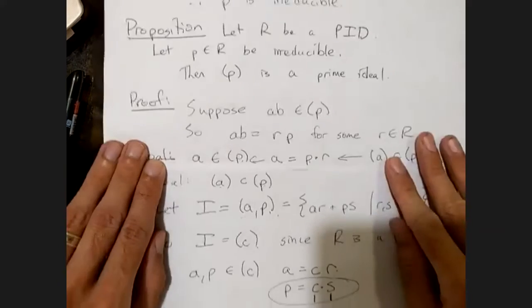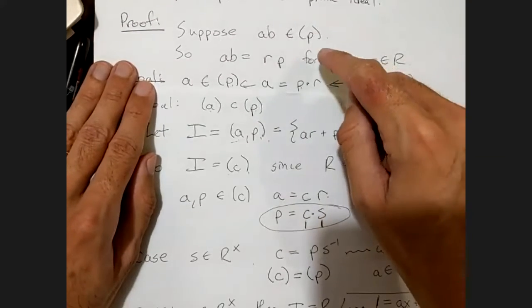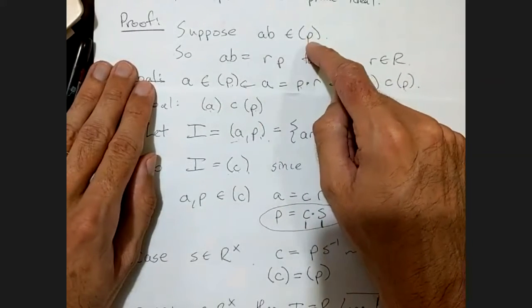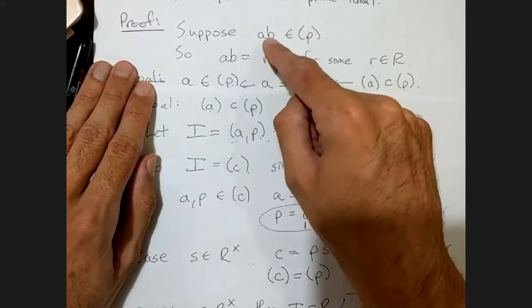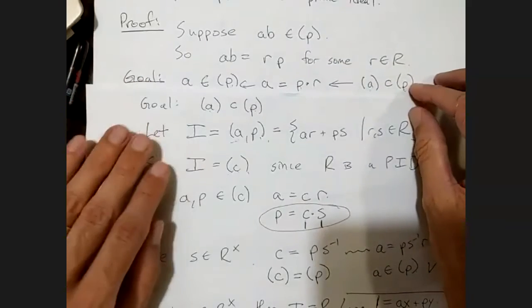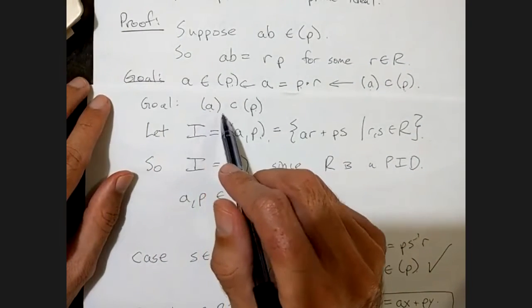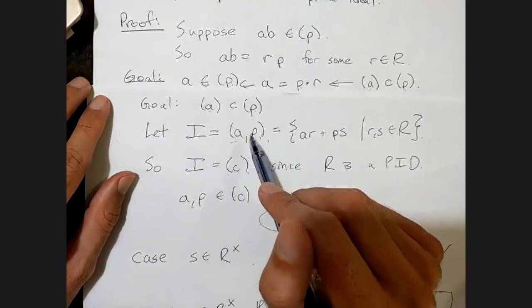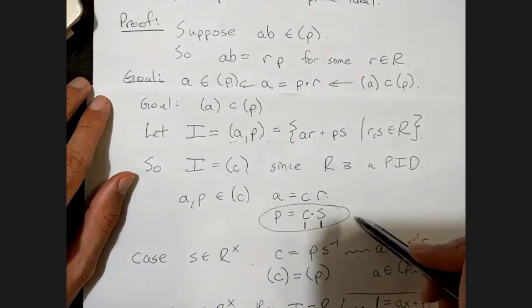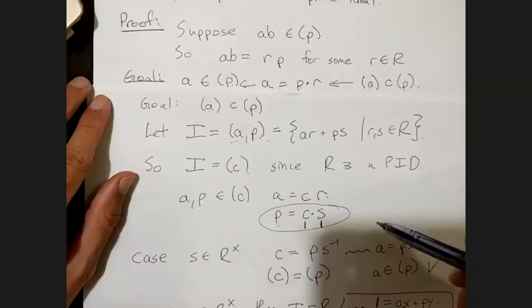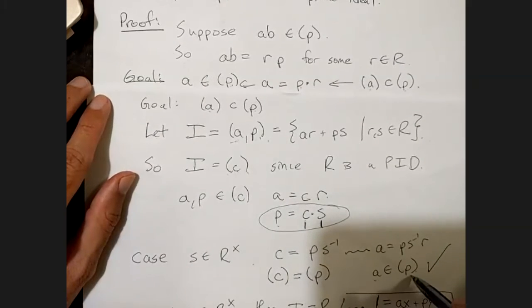What did we do so far? We have our irreducible element P, and we have AB in the ideal, and we have to show that either A is in the ideal or B is in the ideal. We just started by looking at the ideal generated by A and P. One of the possibilities is that this is generated by P, and in that case, we get that A is in the ideal generated by P.